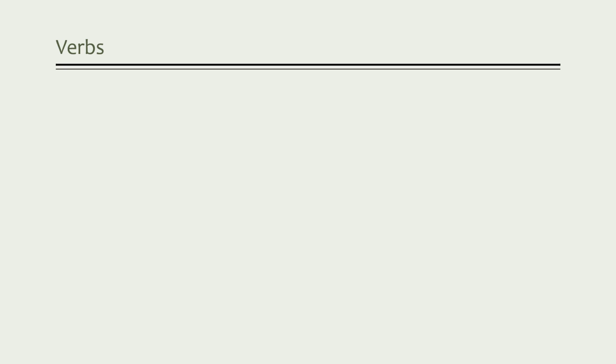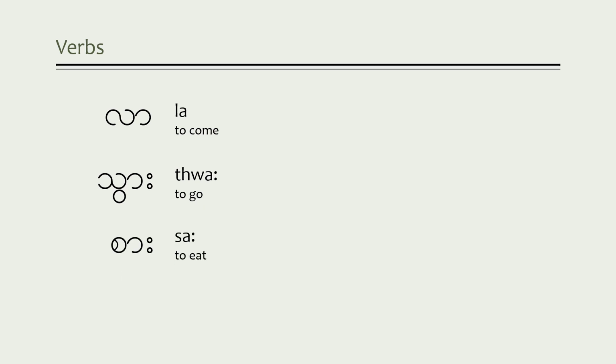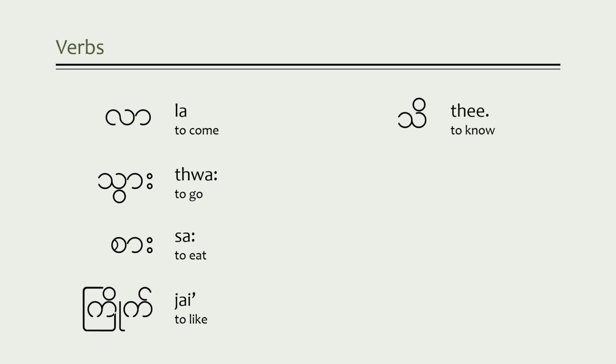Let's look at some examples of verbs. First, some simple one-syllable verbs. For instance, the verb for to come, la. To go, twa. To eat, sa. And to like, jai. The verb for to know, ti.